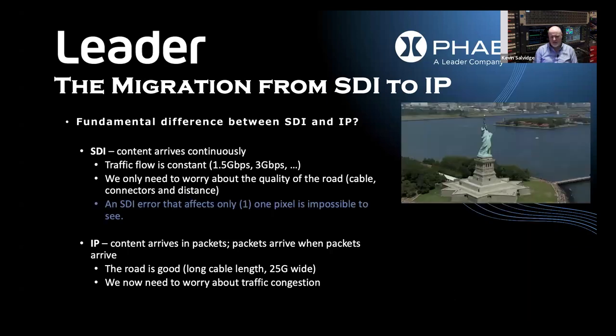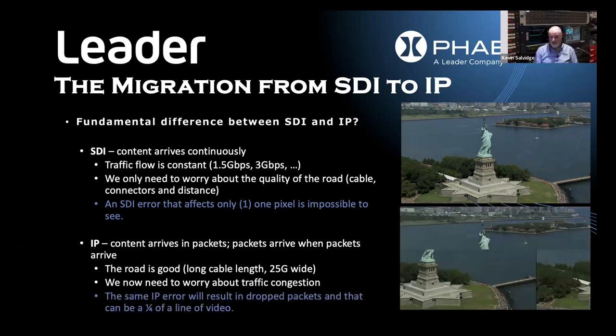So to summarize, an SDI error that affects only one pixel is almost impossible to spot within a picture. Yeah, because it's only going to change the value of that pixel. When you've got 2 million some odd pixels making an HD or 3G picture, and one pixel just barely changed value, you'll never see it.